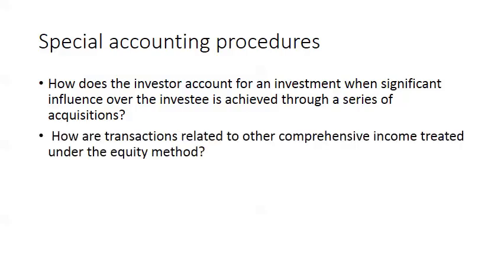How are transactions related to other comprehensive income treated under the equity method? Well, we talked about how net income increases the investment account. Well, what happens if they have other comprehensive income? It could be related to pensions. If you remember pensions, you have that. Well, if they record other comprehensive income, then we need to pick up our share of that, just the same way we record our share of their net income.